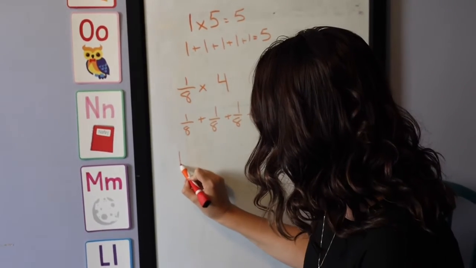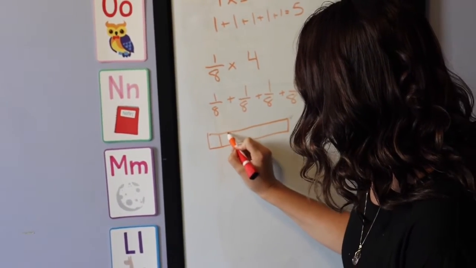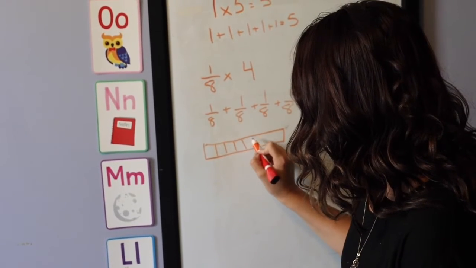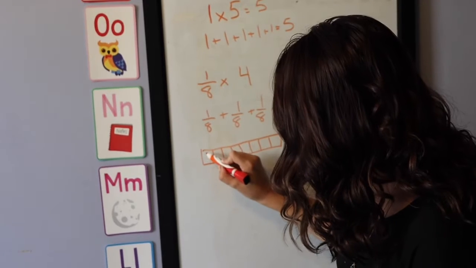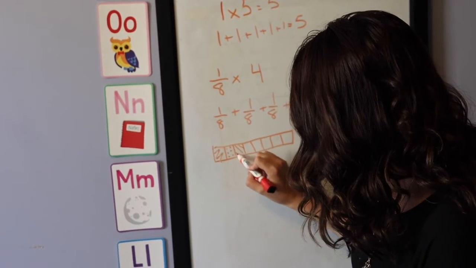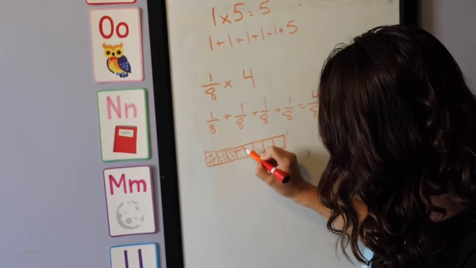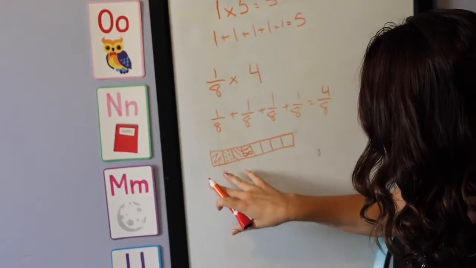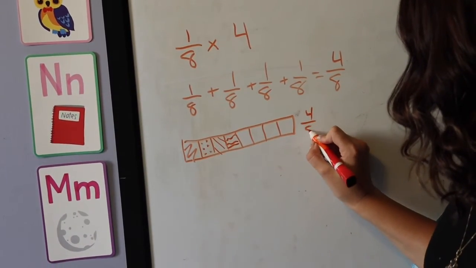If we want to model it out, we can draw 1, 2, 3, 4, 5, 6, 7, 8. Okay, and then we're going to color 1 in here. We'll color the next one for 2, 3, and then the last one 4. We can just do squiggles this way. And now we know it's 1, 2, 3, 4 over 8.